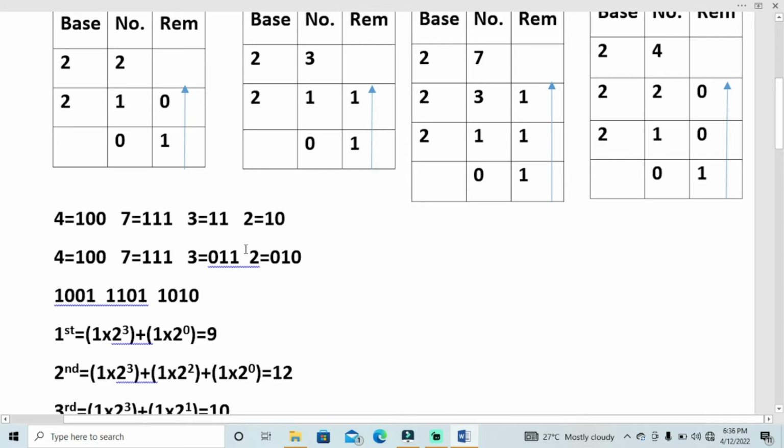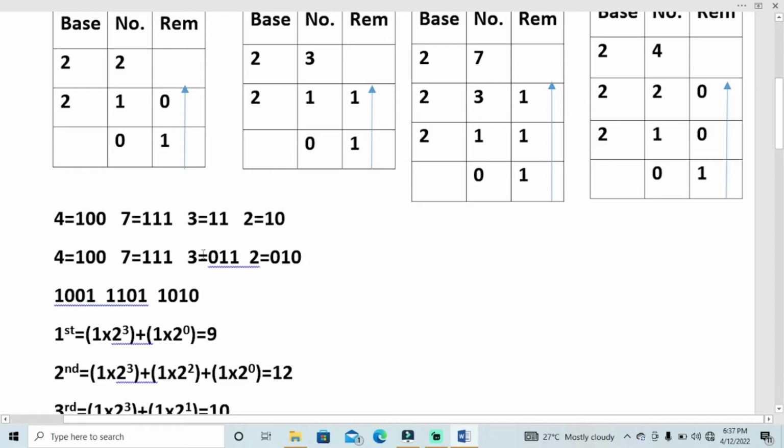So in order to make them 3, we just add zeros onto the left, so that we'll have for 4, 1 0 0, and then for 7, 1 1 1, and then for 3, 0 1 1, and then for 2, 0 1 0.